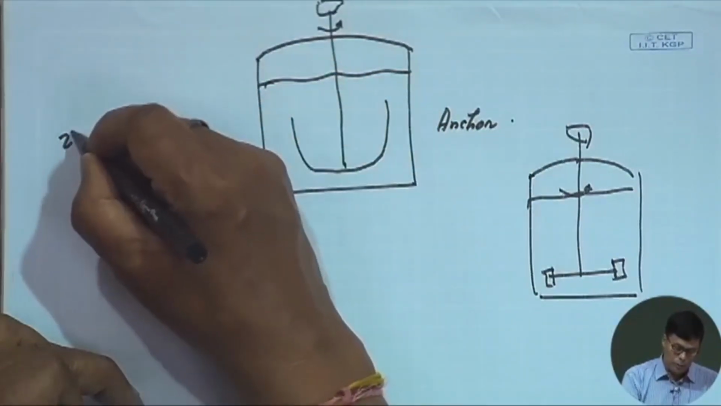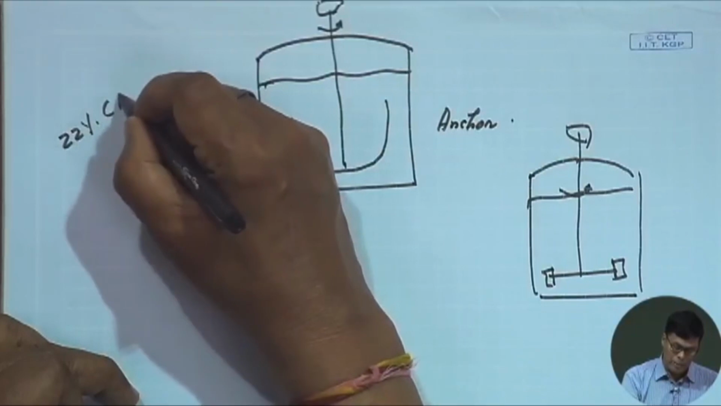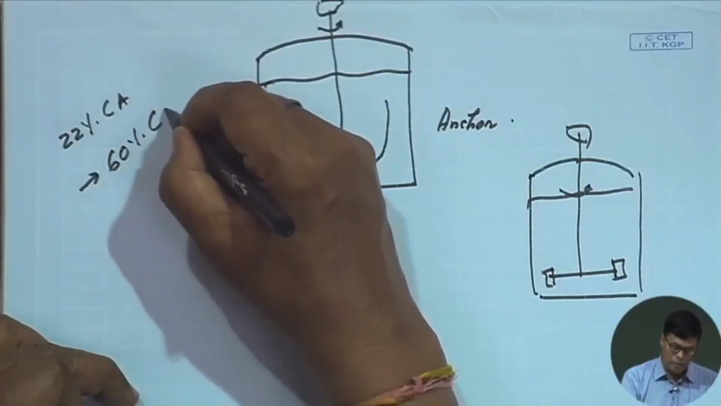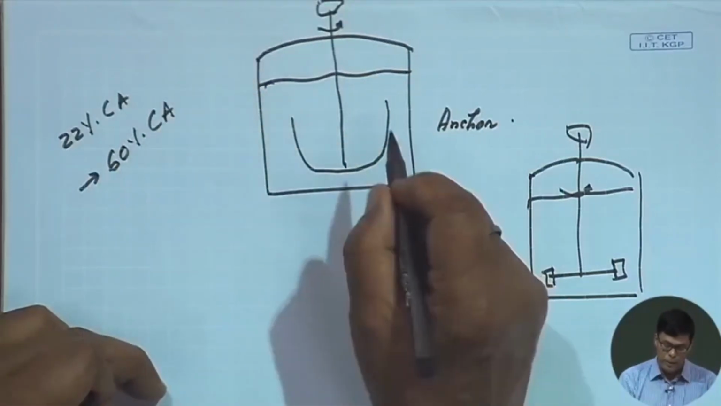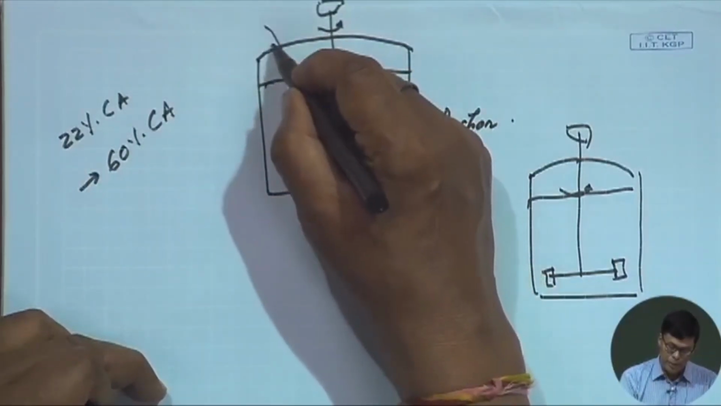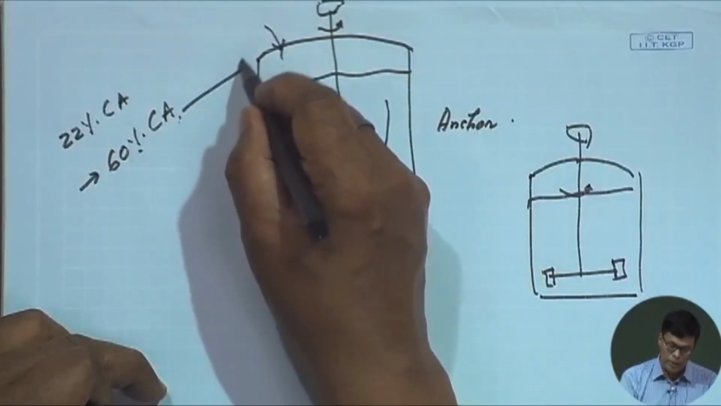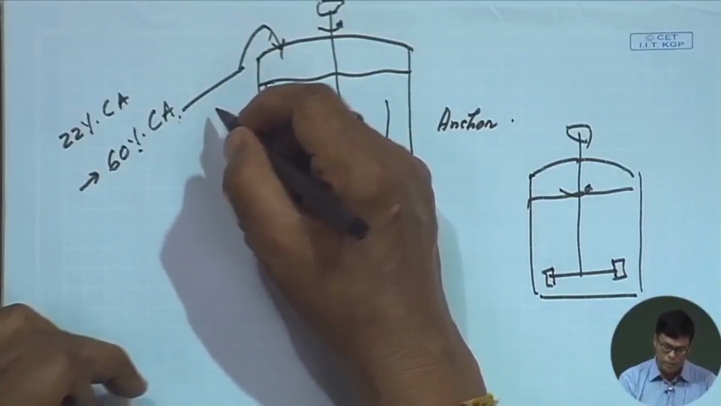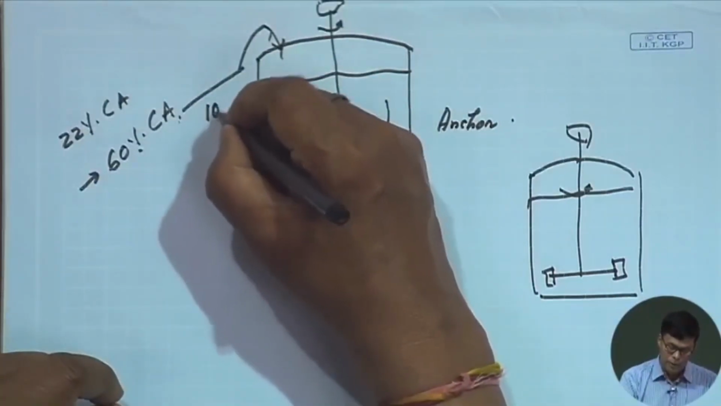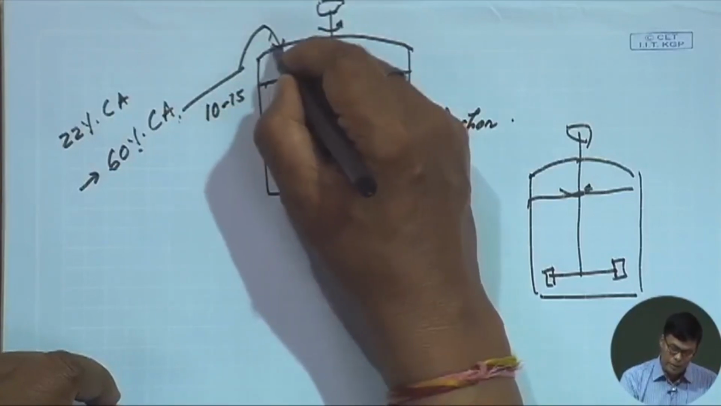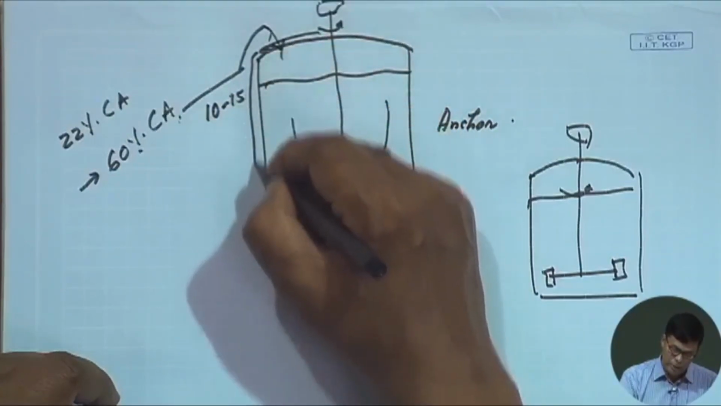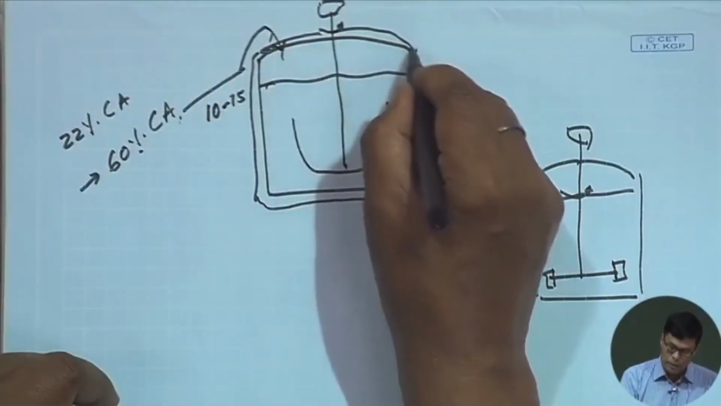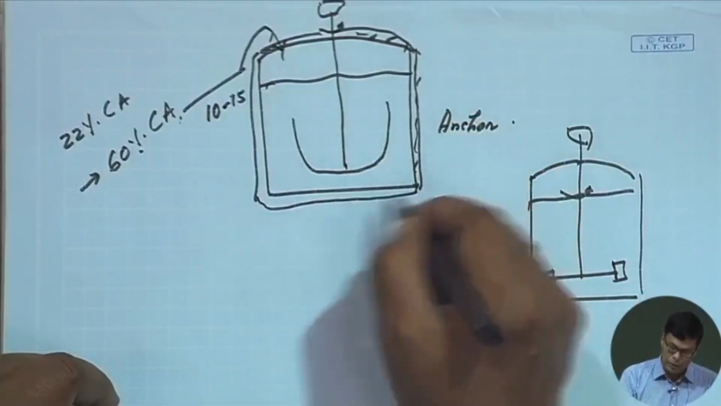I told you that we have a 22% citric acid concentration. We increase the concentration to 60%, and then we put it here in this tank, and we reduce the temperature, maybe by about 10 to 15 degrees centigrade. The outside is insulated, so the heat loss should be as minimal as possible. It is totally insulated outside.